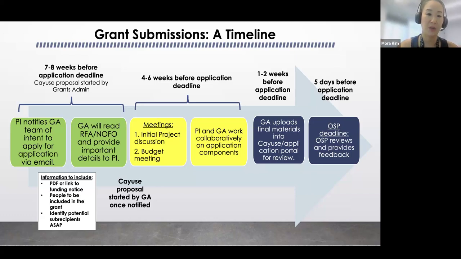Usually, OSP will have to start and submit almost all applications with the exception of NSF. For NSF, the PI must start the application and give access to OSP and myself. For every other application, OSP must start the application and give access to the PI and myself.